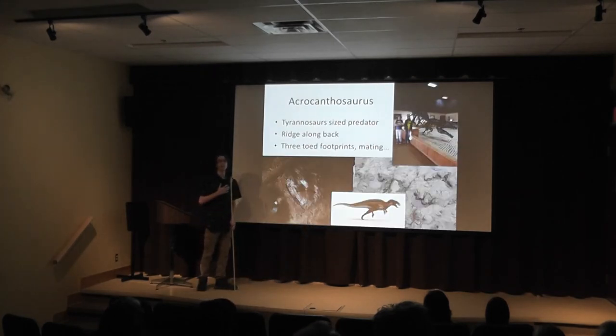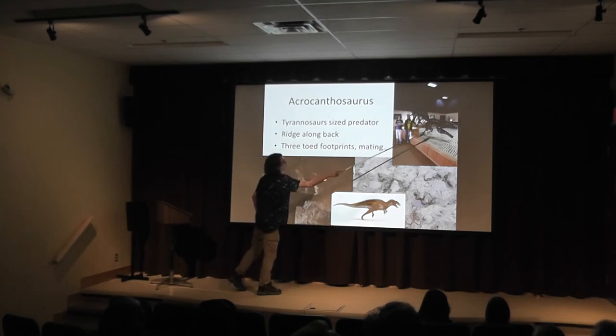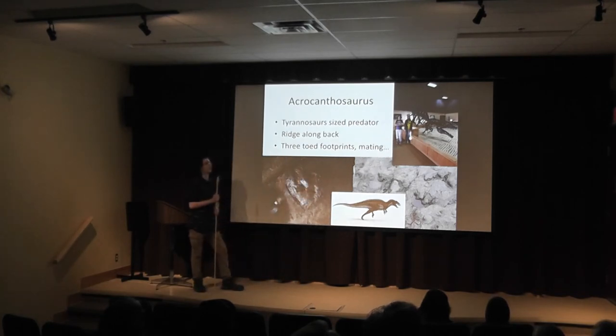Now, one of my favorite dinosaurs can actually be found in Tumbler Ridge, acrocanthosaurus. It was a massive theropod, or meat-eating dinosaur, similar to Tyrannosaurus rex in size. It had a long ridge running along its back, and a very distinct three-toed footprint. And paleontologists have also found what they believe to be mating dance footprints, as many of these footprints have distinct grooves of scratching, as well as arms and claw scratching from the forelimbs. And they're very similar to modern bird footprints that have been found while these birds were mating.